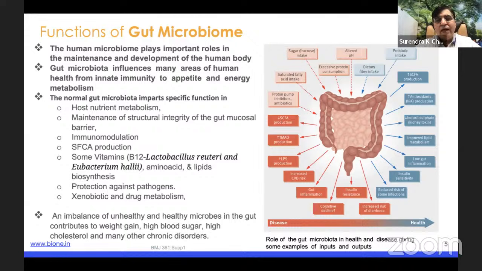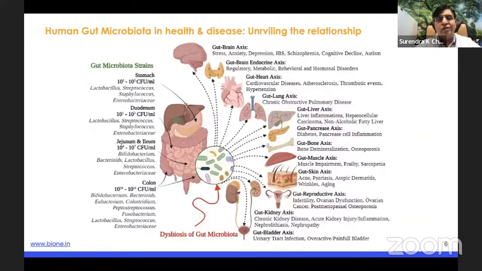And the imbalance of unhealthy versus healthy microbes in the gut contributes to various lifestyle factors. The first thing is you start gaining weight, or you have high blood sugar, or high cholesterol. And these are the primary factors, along with others, where hormone imbalance can also be a first primary factor. So from health to unhealthy, these are the primary factors that happen, and then you have secondary chronic diseases going into the system.